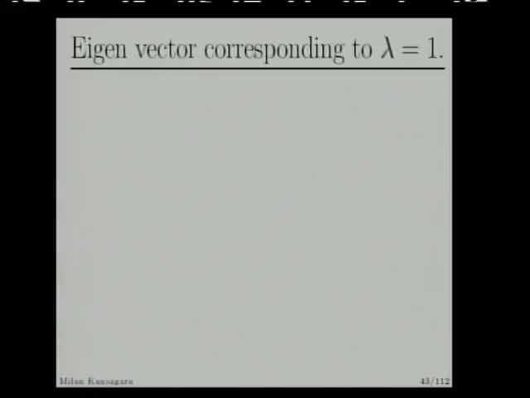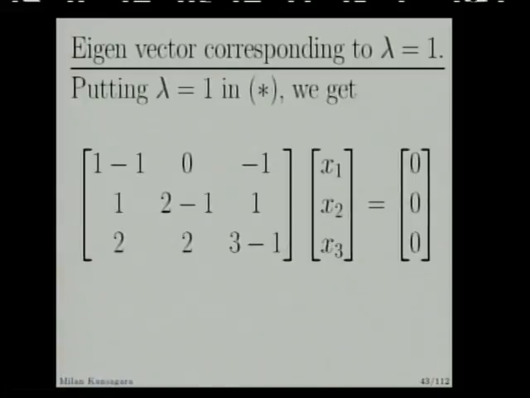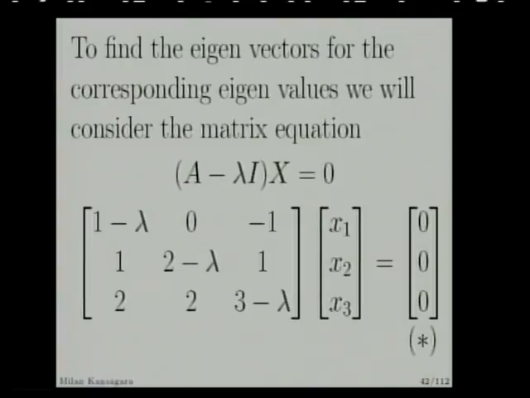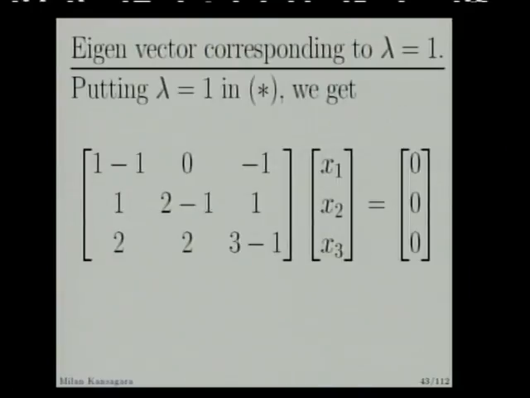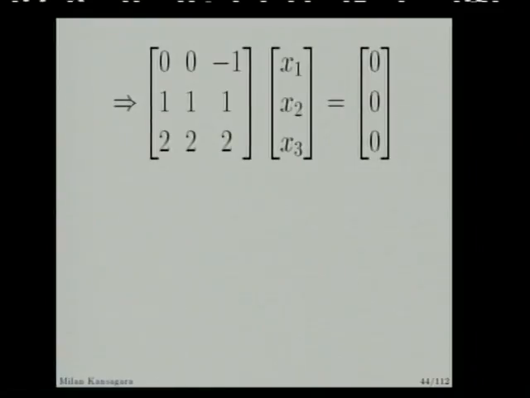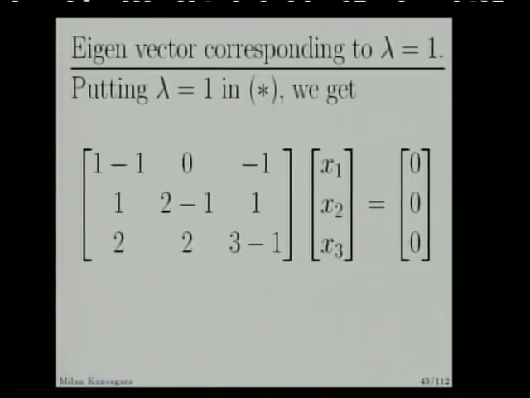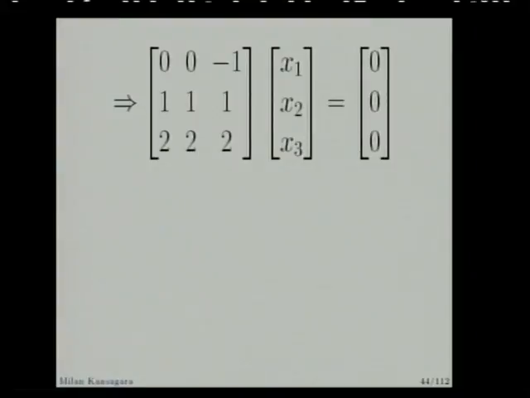Okay. Now the eigenvector corresponding to lambda equal to 1. Put lambda equal to 1 in star. Just replace lambda by 1 in this equation. So we get this. Now on simplification we get this matrix: 1 minus 1 is 0, 2 minus 1 is 1 and 3 minus 1 is 2. Okay. So now this is a system of homogeneous equations.